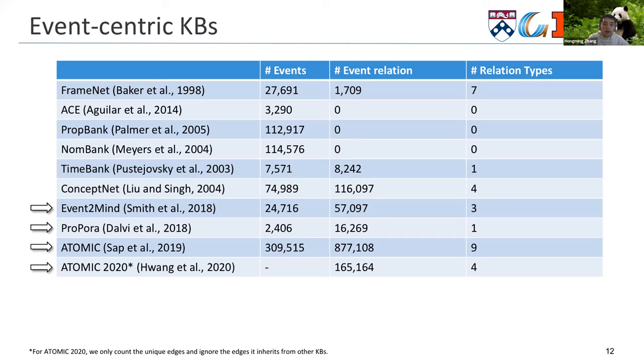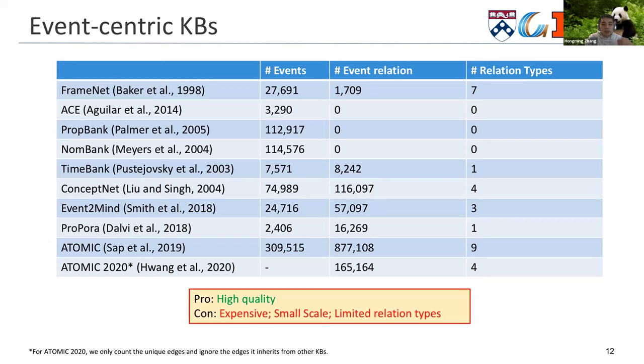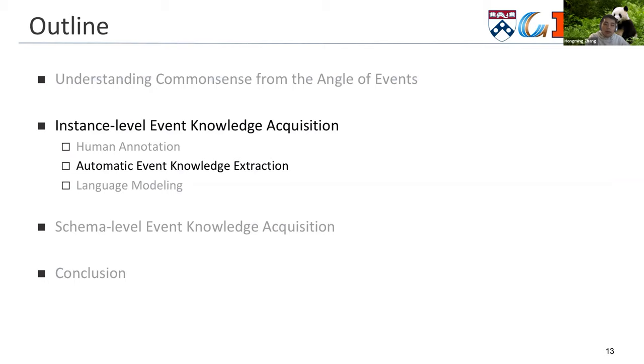And a quick conclusion is that the most significant advantage of those event-centric knowledge bases is that they are often of high quality, but at the same time, they may suffer from expensive cost and small scale. Also, the limited relation types, because we always need to first define the relations we care about, and then we can annotate them. Okay, so after the human annotation, I would then introduce several works on how we can automatically construct such event KGs.